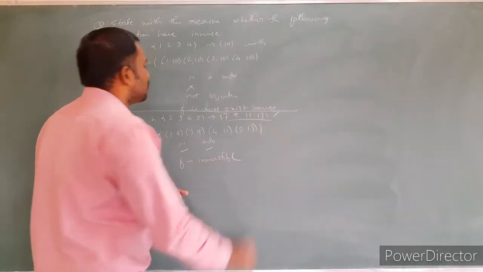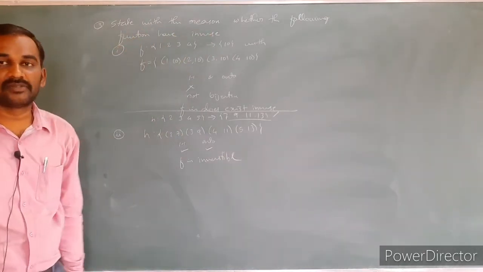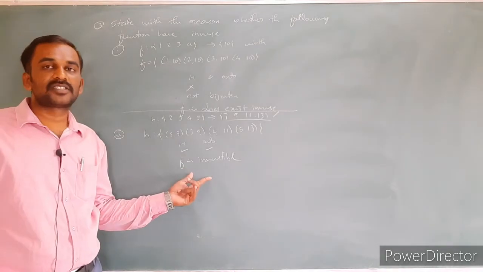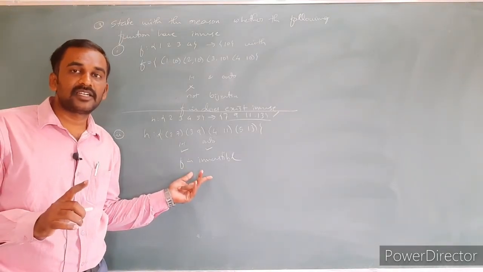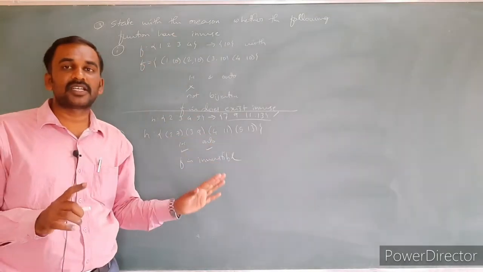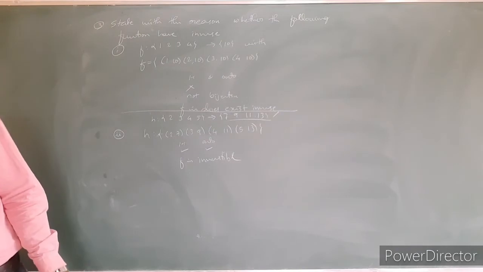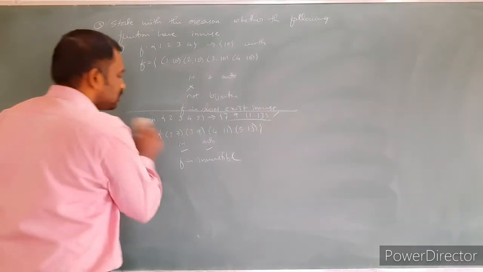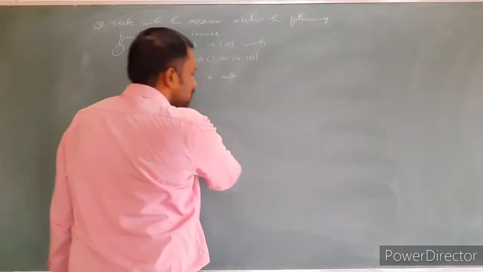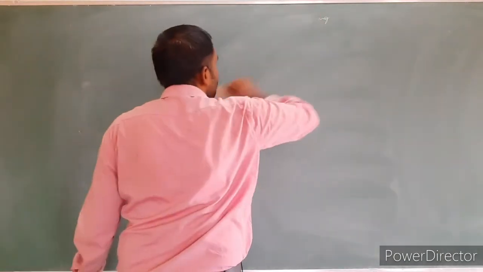F is invertible because... State whether the function has the inverse or not. Yes, obviously the inverse exists. They are not asking us to find the inverse, just to give a reason whether an inverse exists or does not exist. Yes, we have given the reason. Now this is a very important model. So this type of problem might be asked in the 1 mark section.